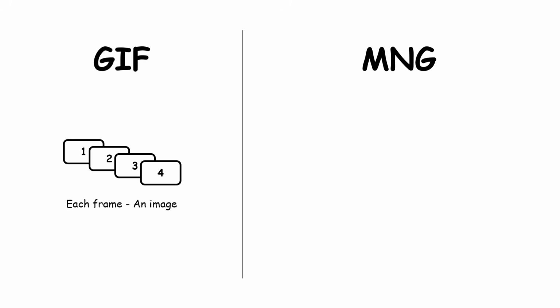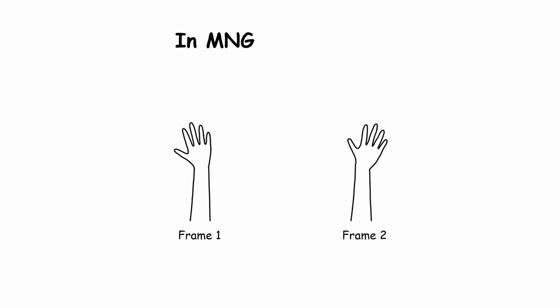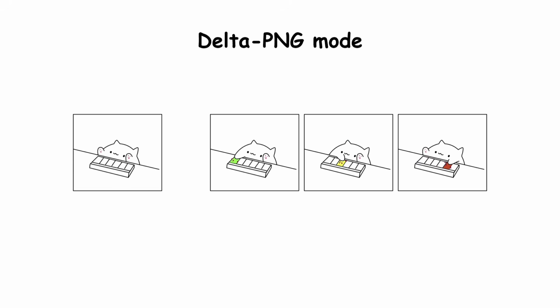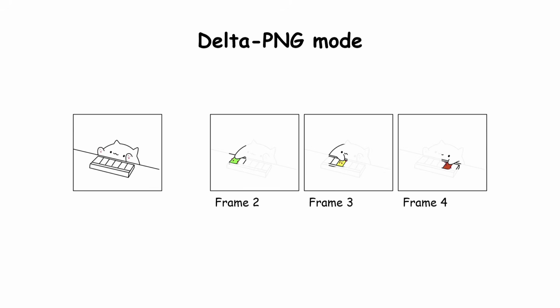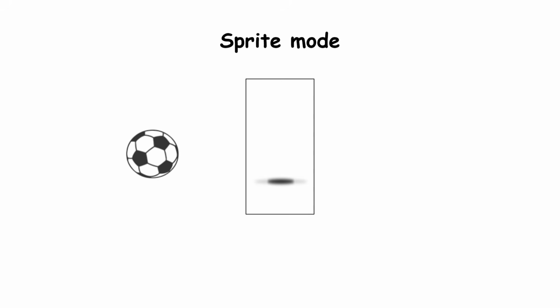In GIF, as you know, each frame is a separate image. But in MNG, in addition to this mode, there are also more modern and, of course, more complex modes. For example, an MNG file can store only the changes between 2 frames, which is called Delta PNG mode. In this mode, only the changes of a frame compared to the initial frame are stored and then applied to the initial frame during playback. Another mode is called Sprite mode, in which you can store several objects and then use them in each frame.